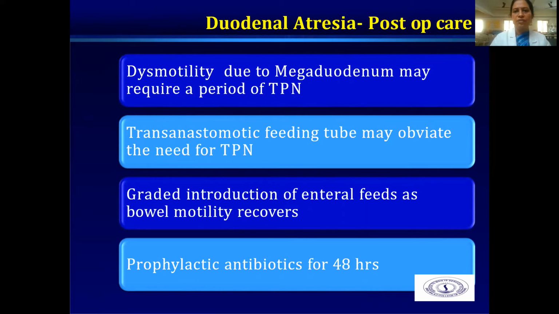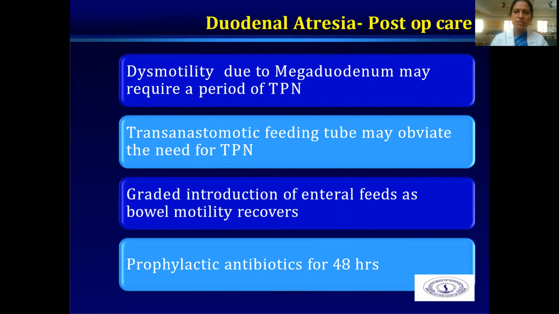So we give IV fluids and then parenteral nutrition is given as long as the patient is smoothly progressing. And a transanastomotic feeding tube may obviate the need for TPN, with graded introduction of enteral feeds as bowel motility requires. So we have to keep the patient on enteral feeds so that the patient can recover gradually. Prophylactic antibiotics for 48 hours.